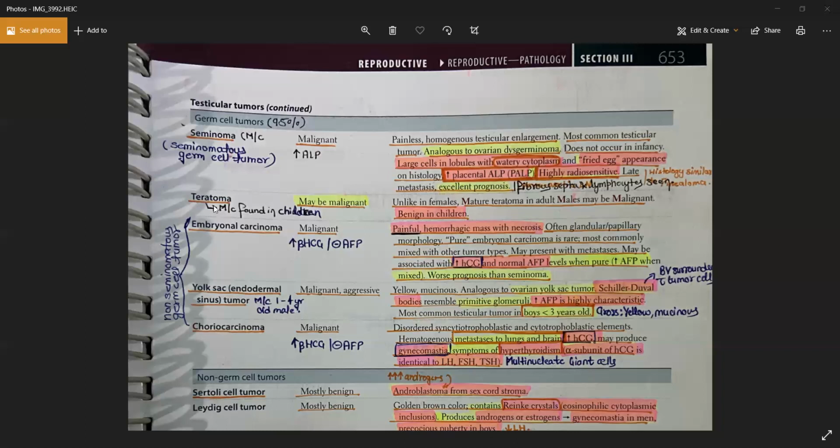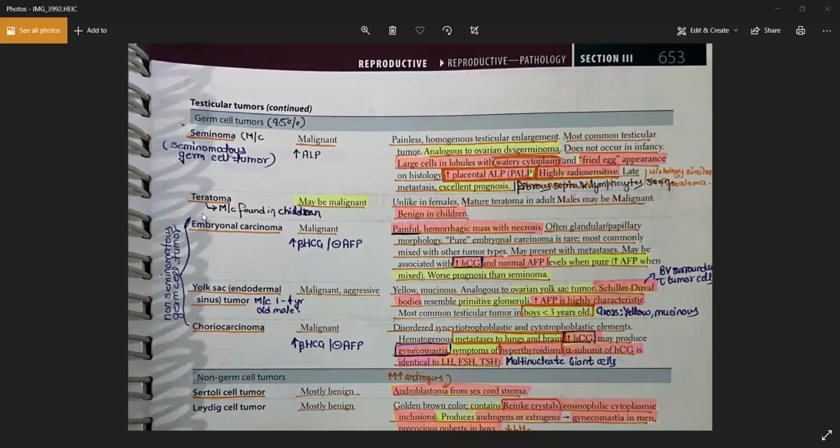Then you have the non-seminomatous germ cell tumors. You have 3 types: embryonal carcinoma, yolk sac tumor, and choriocarcinoma. Now, for the embryonal carcinoma, it would be a painful hemorrhagic mass with necrosis. So a painless homogeneous mass, seminoma; a painful hemorrhagic necrotic mass, think about the embryonal carcinoma.